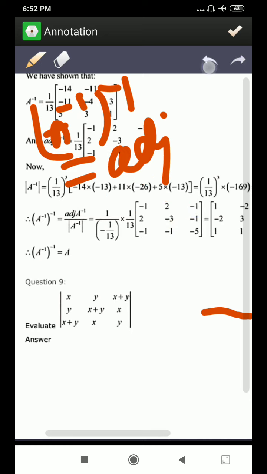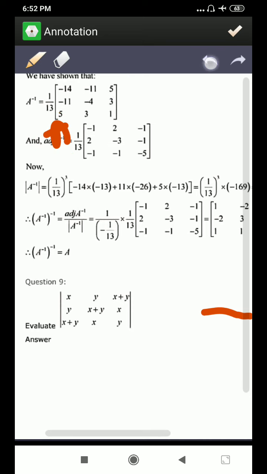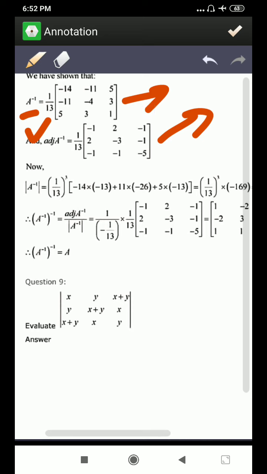So first of all, we will find the adjoint of A inverse. All the elements will be replaced by their cofactors, and then we will take the transpose of this. So we got adjoint of A inverse. You divide this by the value of determinant of A inverse. Determinant of A inverse, you calculate its value. It comes out to be this much. So A inverse whole inverse will be equal to adjoint of A inverse divided by the determinant of A inverse, and finally you get it is equal to A only.